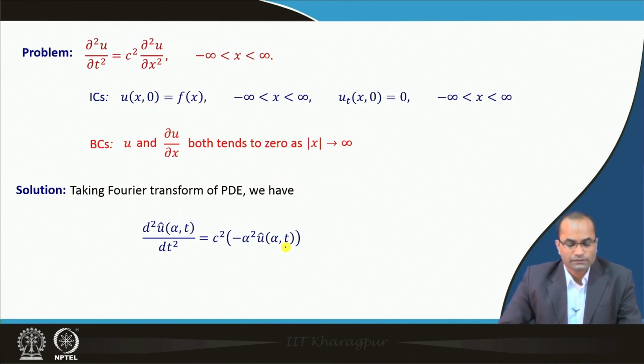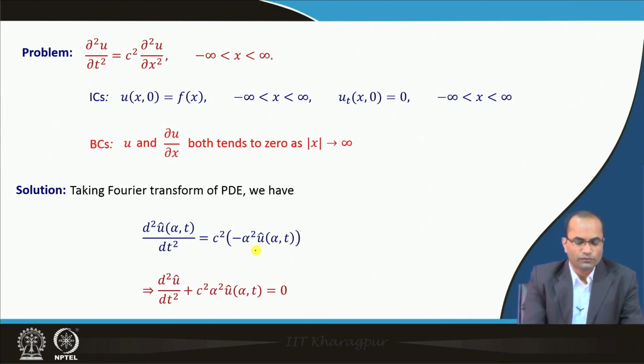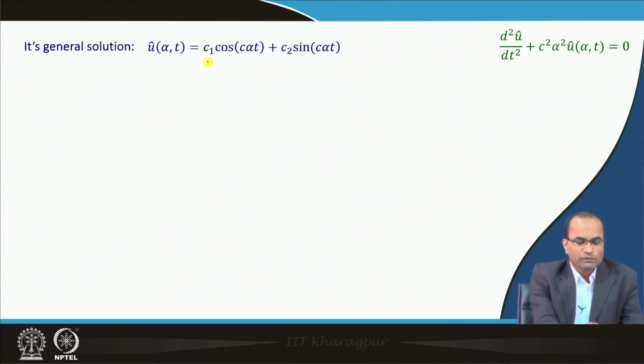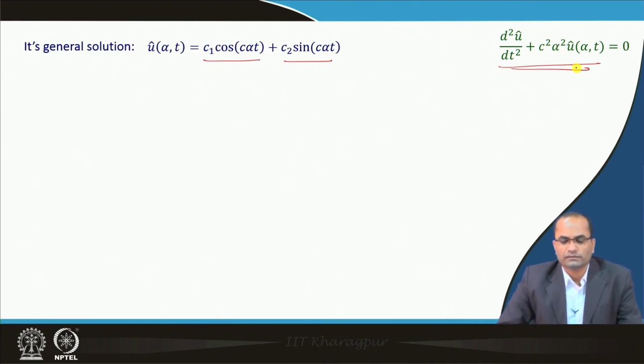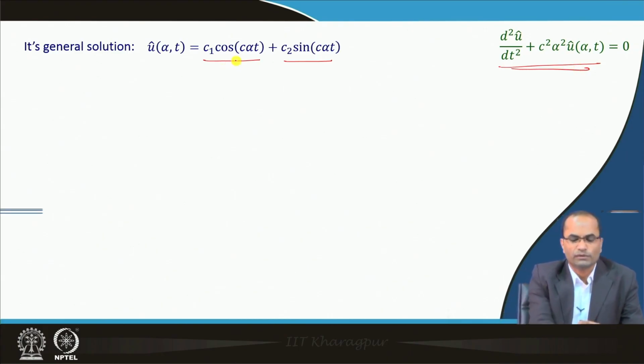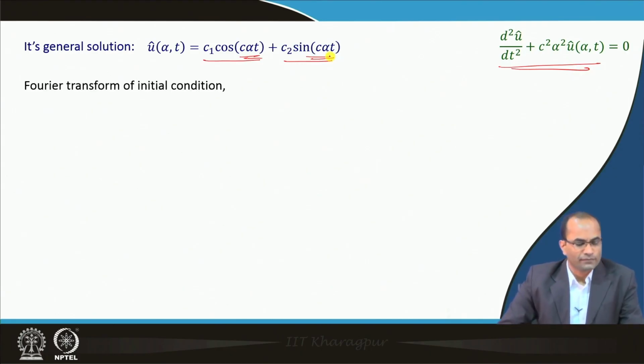So, from the partial differential equation we got an ordinary differential equation, which is much easier to solve for this u hat. This can be solved easily, and its solution will be c1 cos(c alpha t) plus c2 sin(c alpha t), because this is a second order linear differential equation with constant coefficients. We know the solution; this is the complementary function. We got c1 cos(c alpha t) and c2 sin(c alpha t).